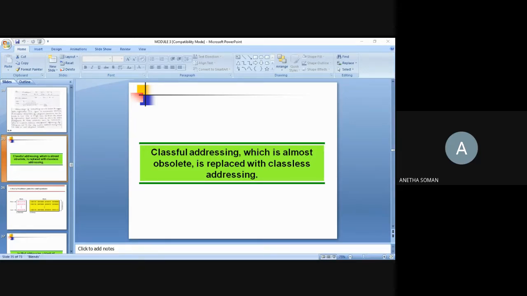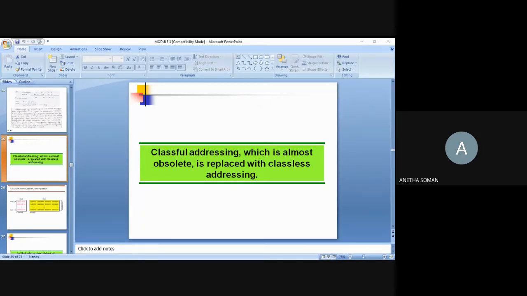But when we consider the classless addressing scheme, you have variable length blocks. That means they are not belonging to any class. As an example, if I require only 2 addresses, I am provided with 2 addresses. If some small business organization requires 16 addresses, they are provided with 16 addresses, or 128 addresses like that.